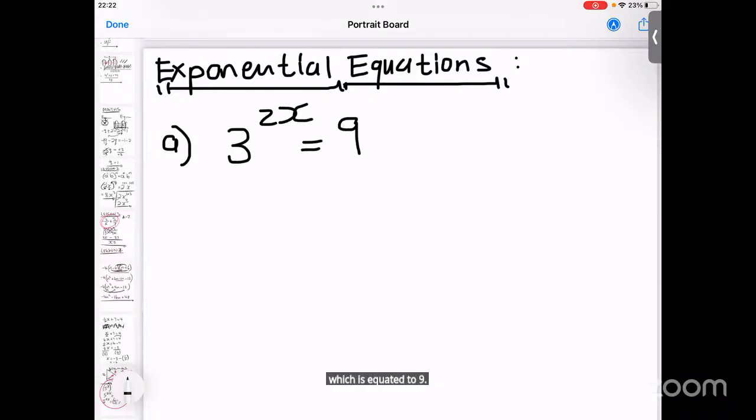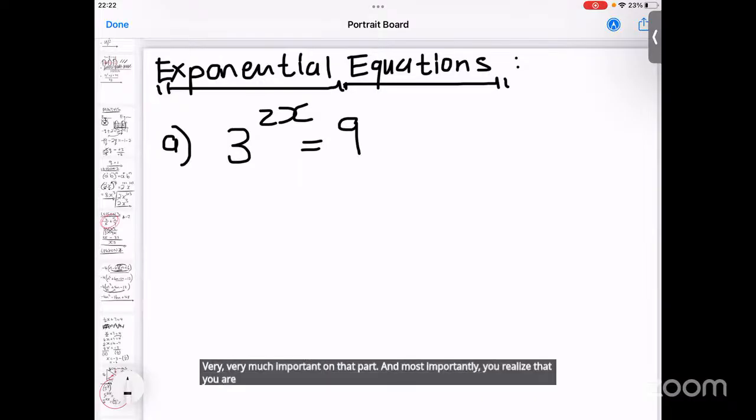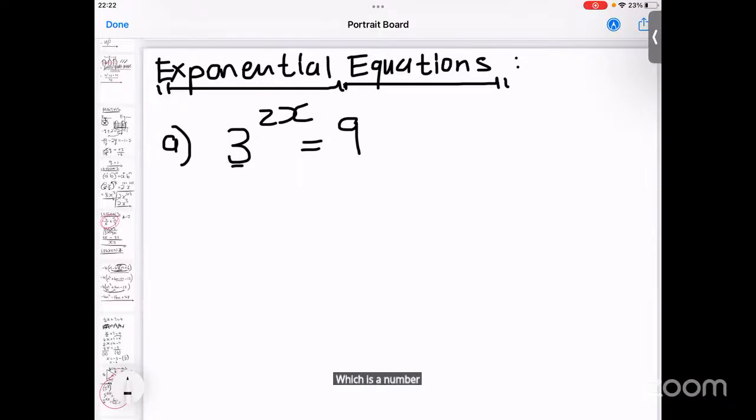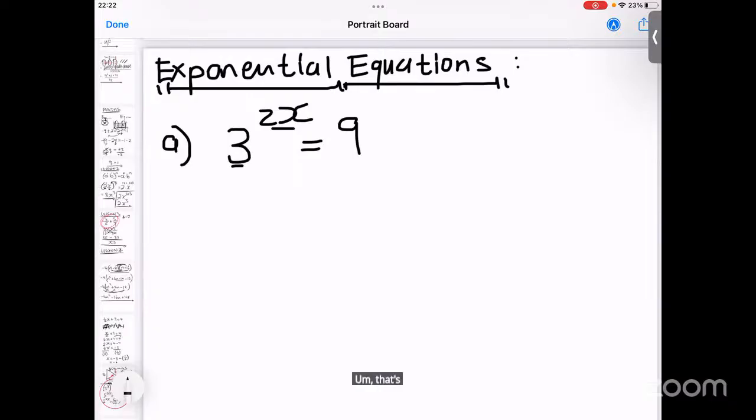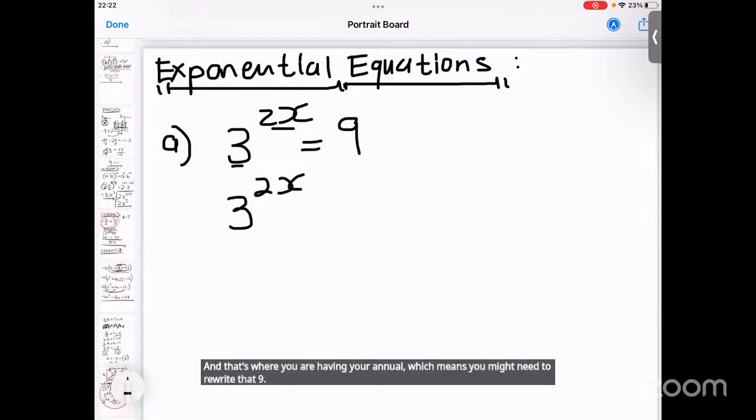It is very important that you realize the type of math problem you are dealing with here is an equation, because you see an equal sign. Very, very important on that part. And most importantly, you realize that you have a base, which is a number, and then on your exponent, that's where you have your unknown, which means you might need to rewrite that 9 as a base to the exponent of something.